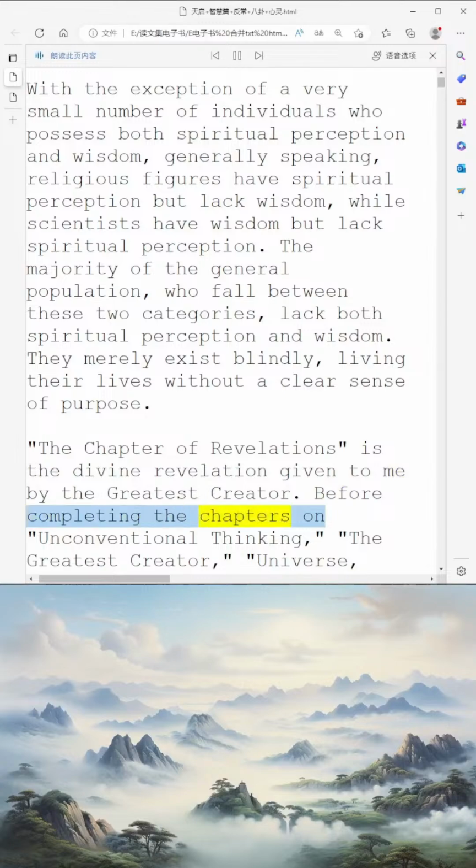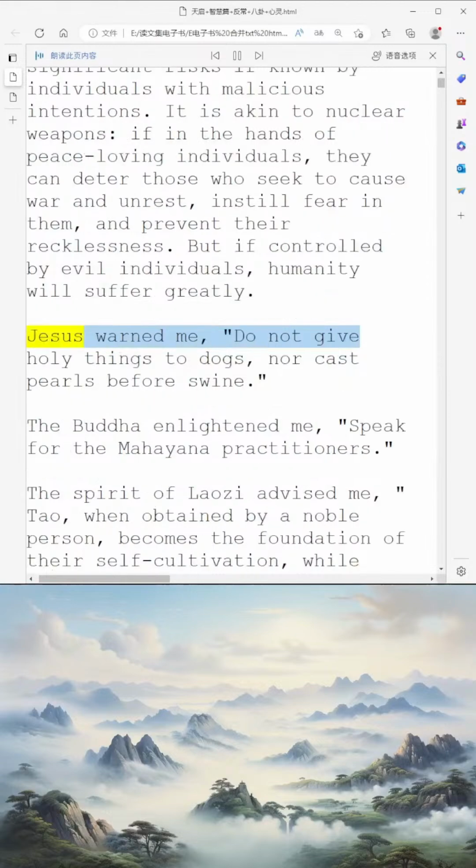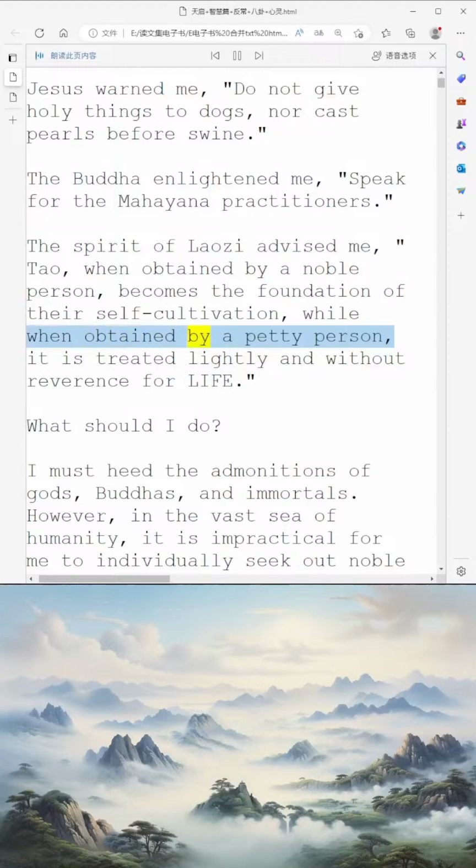Before completing the chapters on unconventional thinking, the greatest creator, universe, time and space, Jesus warned me, "Do not give holy things to dogs, nor cast pearls before swine." The Buddha enlightened me, "Speak for the Mahayana practitioners." The spirit of Laozi advised me, Tao, when obtained by a noble person, becomes the foundation of their self-cultivation, while when obtained by a petty person, it is treated lightly and without reverence for life. What should I do? I must heed the admonitions of gods, Buddhas, and immortals.